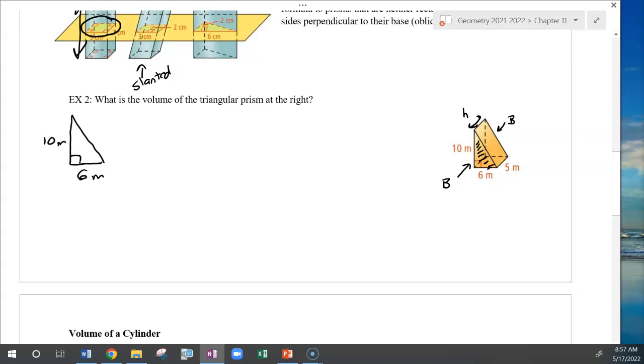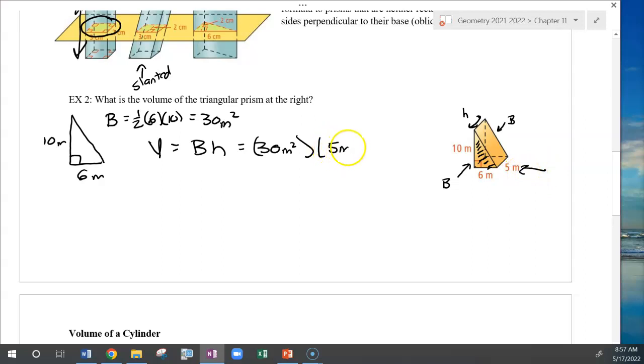So for area of a triangle, big B is going to be little b, the little base, times height. So here's my little base, which is 6, and my height is 10, and then you divide by 2. So 1/2 times 6 times 10, and that gives me 30 meters squared. And so now all I have to do to get the volume is I'm going to do area of the base times the height. So my volume, which is big B times H, is going to be 30 meters squared times my height, that's right here. We're given that as 5 meters. So then my volume is going to be 150 meters cubed.